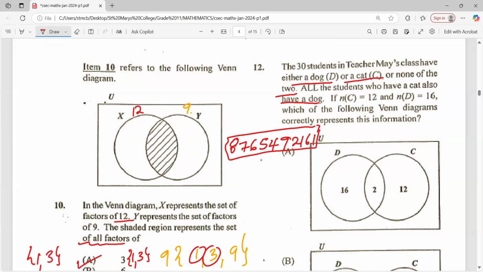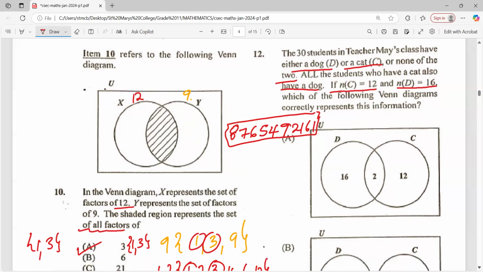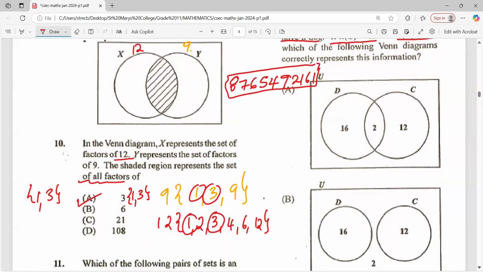All right. And this says now, the number of cats is 12, and of course, the number of dogs is 16. Which of the following Venn diagrams correctly represents this information? So remember this saying, guys, either a dog or a cat, or none. Oh, I read it wrong. So it's either you have a cat or you have a dog or you don't have anything at all. And of course, they say the number of cats is 12.